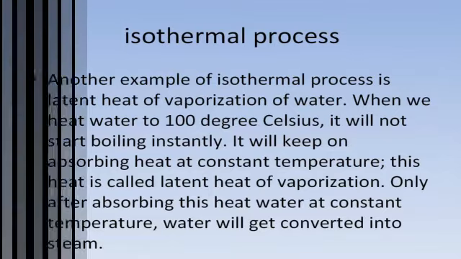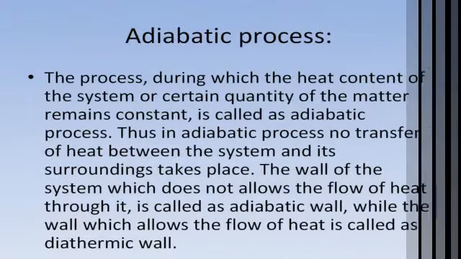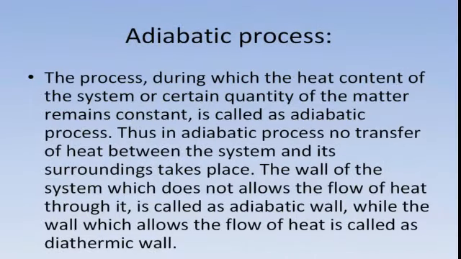Next is adiabatic process. The process during which the heat content of the system or certain quantity of the matter remains constant is called adiabatic process. Thus, in adiabatic process, no transfer of heat between the system and its surroundings takes place. The wall of the system, which does not allow the flow of heat through it, is called an adiabatic wall, while the wall, which allows the flow of heat, is called a diathermic wall.